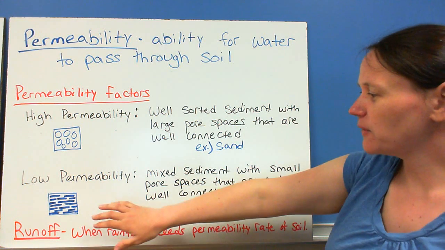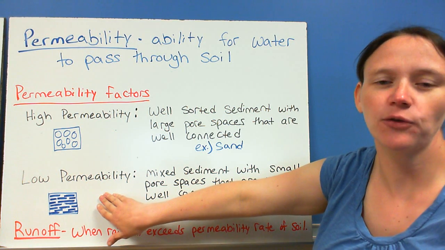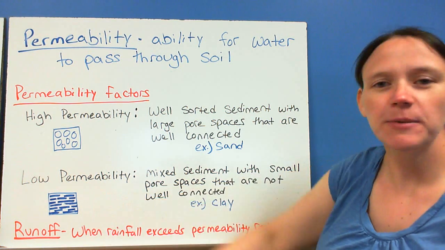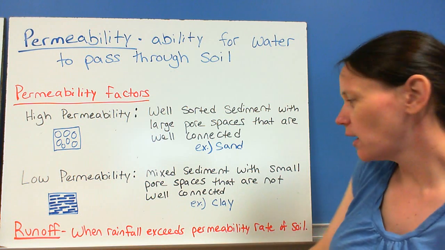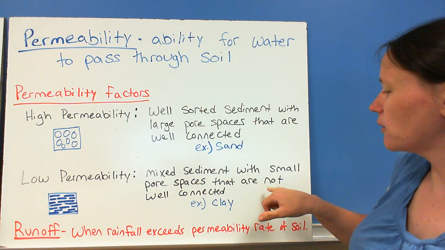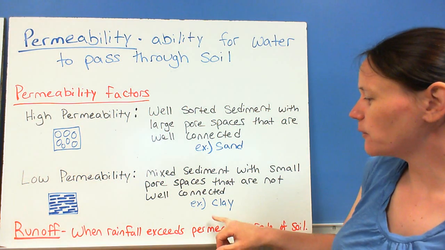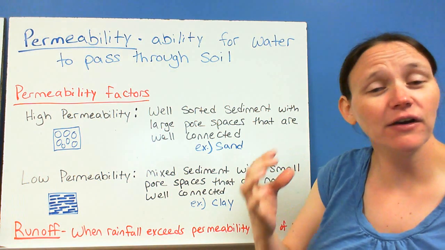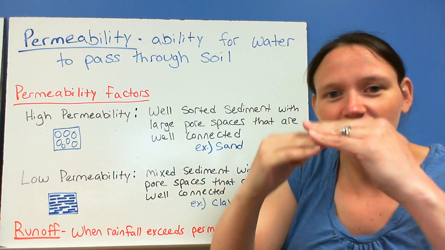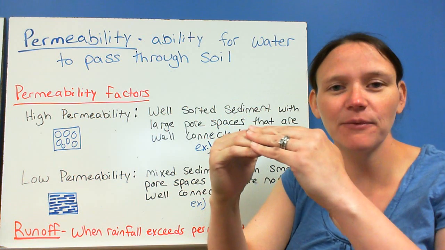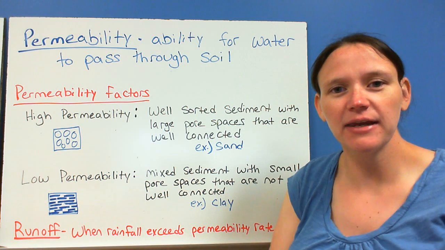Now if you have something with a low permeability, a soil that doesn't allow the water to pass through very easily, usually it's because the sediment is mixed together, like we saw on the previous board, or the particles or the pore spaces are not well connected. And we see this a lot with clay particles because clay is very small and it's very flat. So you can see right here, they're just kind of layered and stacked on top of each other, and it doesn't allow for the water to come down through very easily.